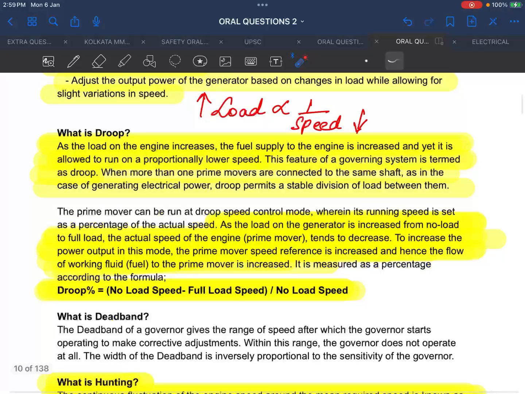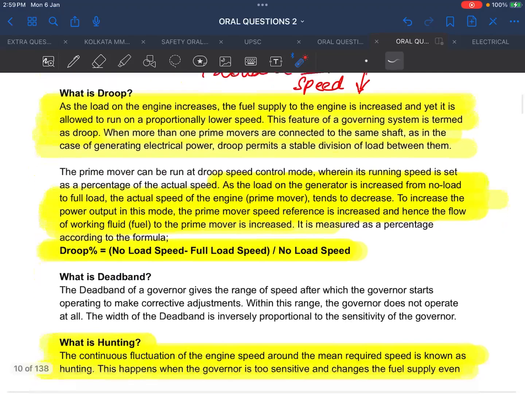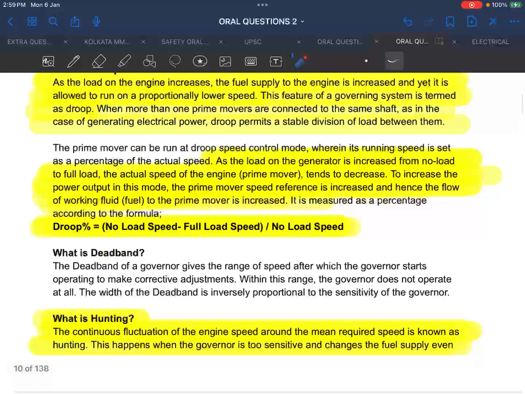Read here: as the load on the engine increases, the fuel supply to the engine is increased, yet the engine is allowed to run at a proportionally lower speed. This feature of the governing system is termed droop. When more than one prime mover is connected to the same shaft, as in generating electrical power, droop permits a stable division of load. I will explain in detail what actually happens here.